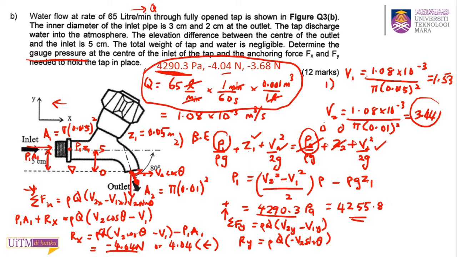So your Ry is rho times Q times V2 sin theta, minus rho 1000 times Q times V2 3.44 sin theta. Dapat tak negative 3.68? Dapat tu. Okay, good. So your Ry negative sama juga, maksudnya dia ke bawah lah. Anchoring force tu apa? In y direction should be acting downwards, not upward. So settle, dapatlah semua jawapan for gauge pressure inlet, and also your anchoring force Fx and also Fy.